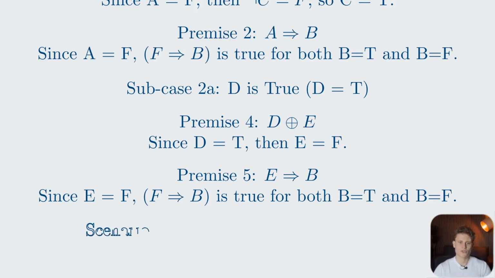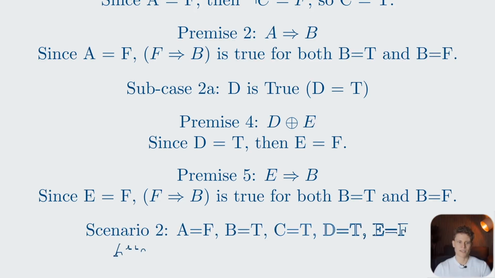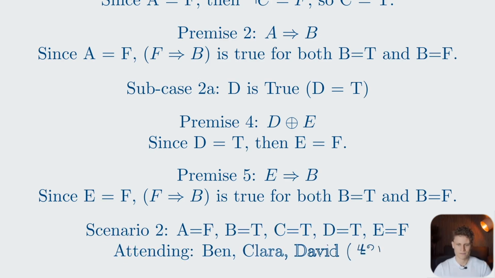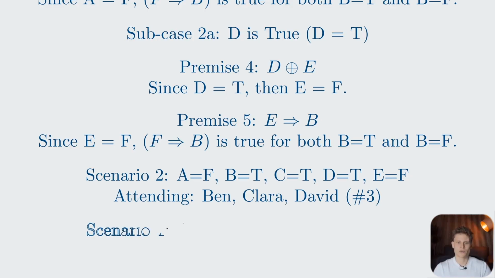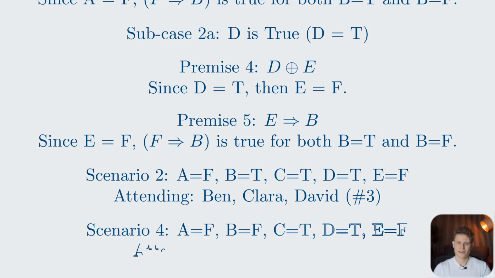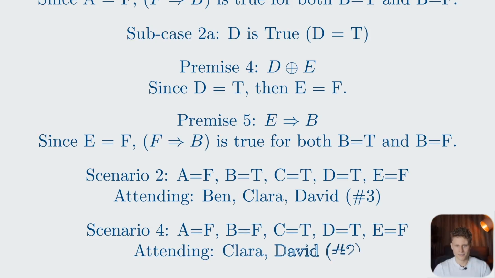If we choose B to be true, we get scenario 2. Anna doesn't, Ben does, Clara does, David does, and Elena does not. 3 people attend. If we choose B to be false, we get scenario 4. Anna doesn't, Ben doesn't, Clara does, David does, and Elena doesn't. Only 2 people attend in this case.